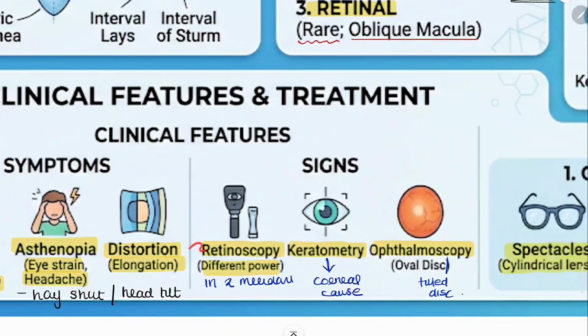Then the signs: look through the retinoscope, and we will get different powers in two meridians. So the person will have a cylindrical power. Then look at the keratometry, and there we can find out the corneal cause, whether it is due to keratoconus or corneal scarring, if any. Then ophthalmoscopy, where we can find an oval or tilted disc. So first we have to do retinoscopy to calculate the power in two meridians. We will get a cylindrical power. Keratometry to find out the corneal cause, and ophthalmoscopy to find out the oval disc or tilted disc.